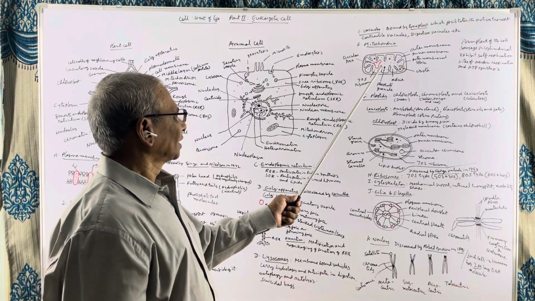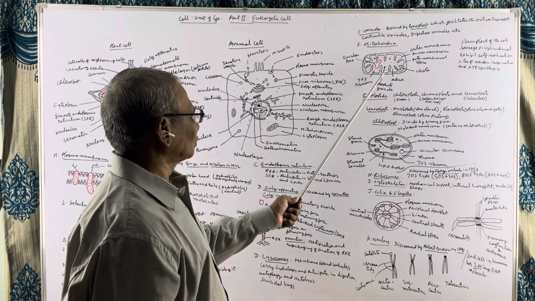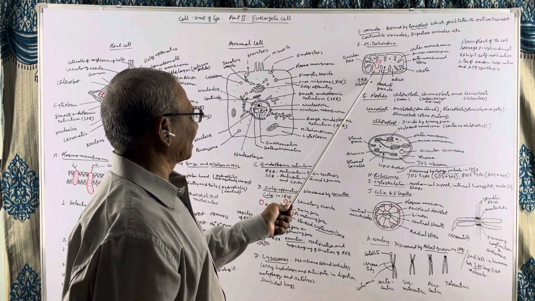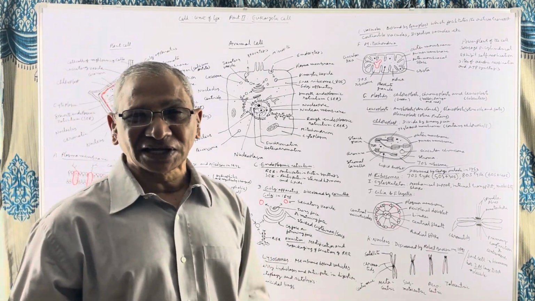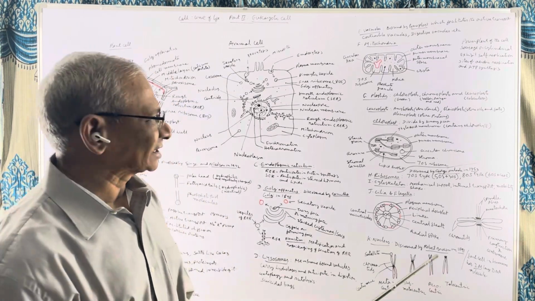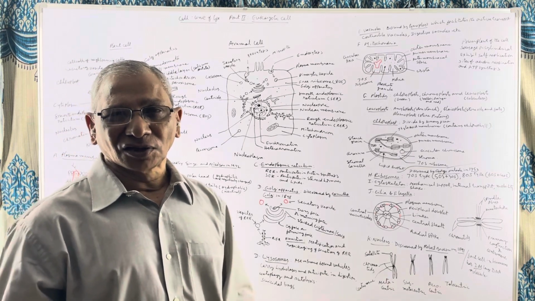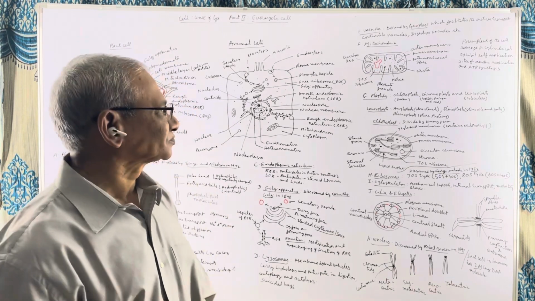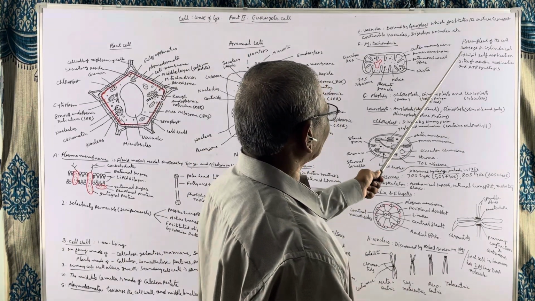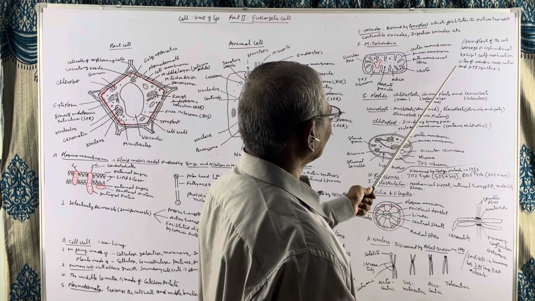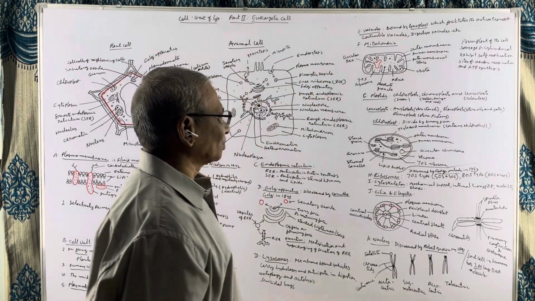Then, inside the matrix there are also phosphate granules, and also 70S ribosomes. So mitochondria has 70S ribosomes. The 70S ribosomes are made of two subparticles. They are 50S and 30S. Then, the shape of the mitochondria is cylindrical or sausage shape. They multiply on their own, and they are the sites of aerobic respiration.